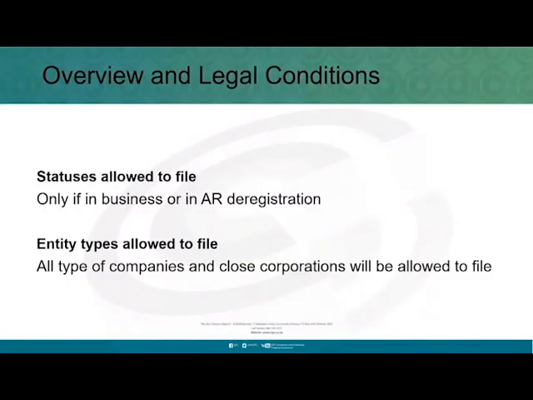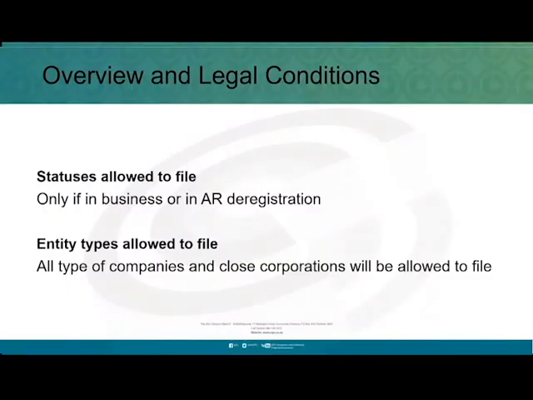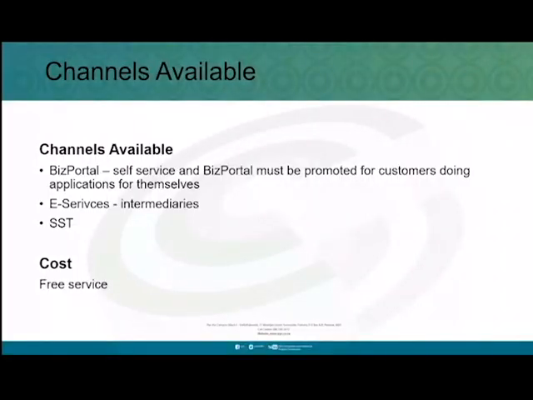All company and closed corporation types are allowed to file on this platform, even external companies. External companies just have two additional fields that they have to provide, but all types of companies and closed corporations can apply via this electronic platform. The service is also available on the BIS portal. E-services is for intermediaries, because intermediaries cannot file on the BIS portal, and then also our self-service terminals. The cost of a voluntary deregistration is free of charge. You don't pay for anything.